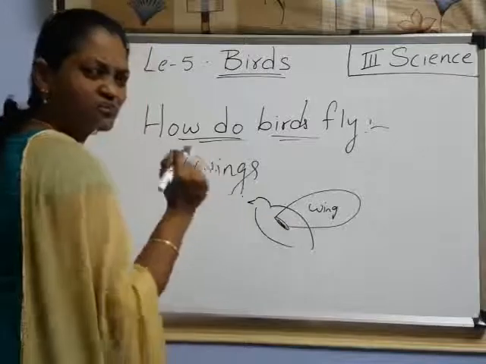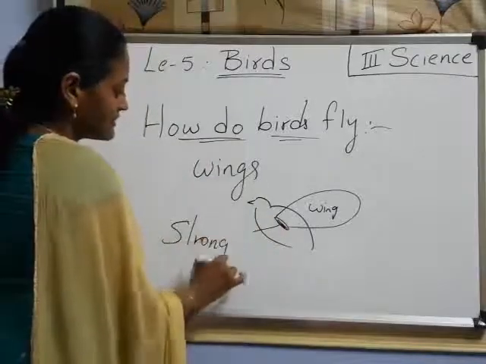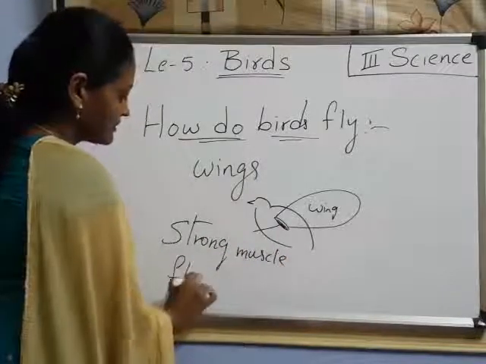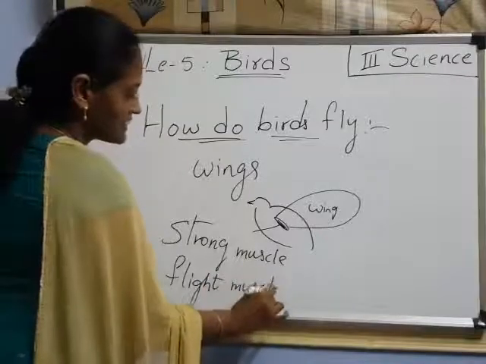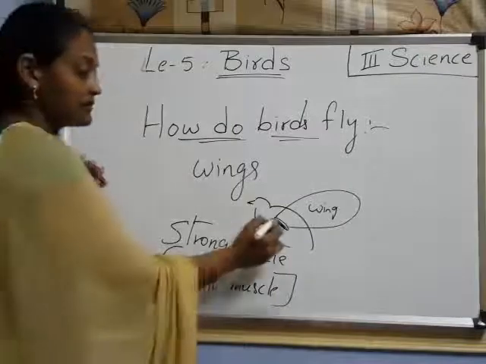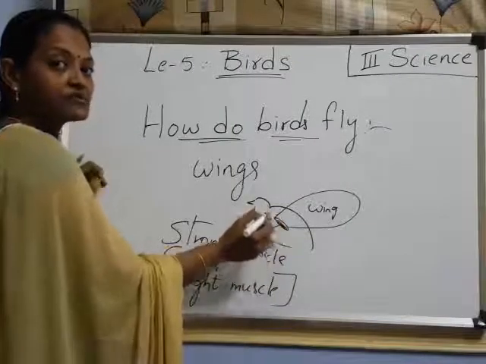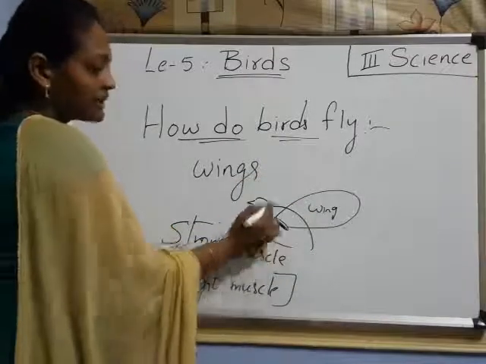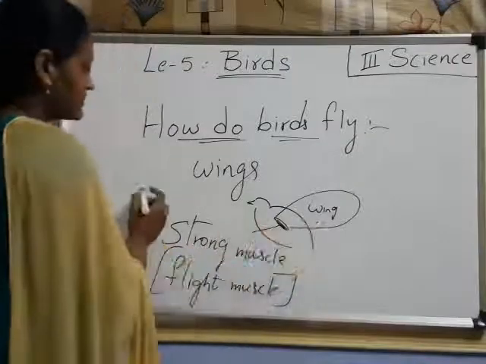Here, a strong muscle is there. That muscle we call, children, the flight muscle. What do we call it? Flight muscle. The muscle's name is flight. Remember. Which muscle is there? Flight muscle. This flight muscle helps to attach the wing to the body of a bird. And the body of a bird is like a boat shape, isn't it? This is a boat shape.